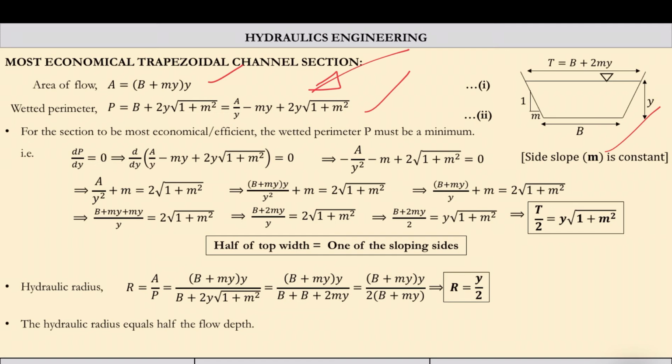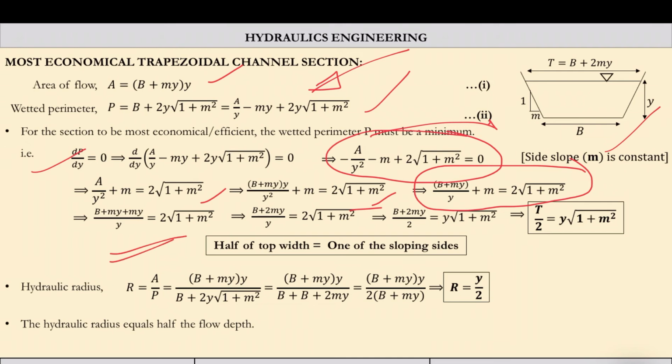So from here you can see that dP by dy is 0. So this is the differentiation of this parameter. After simplification, this quantity will go to this side, and this will become positive. The value of area we have put here, and we have calculated and got this value.